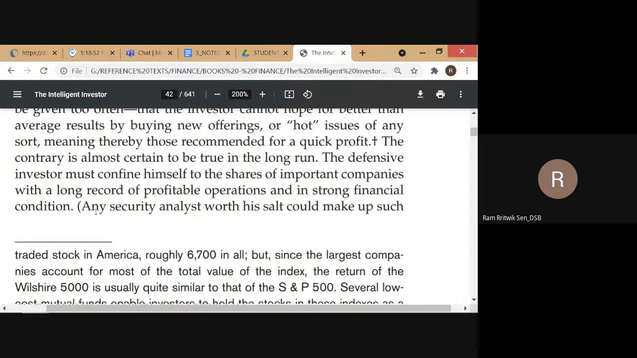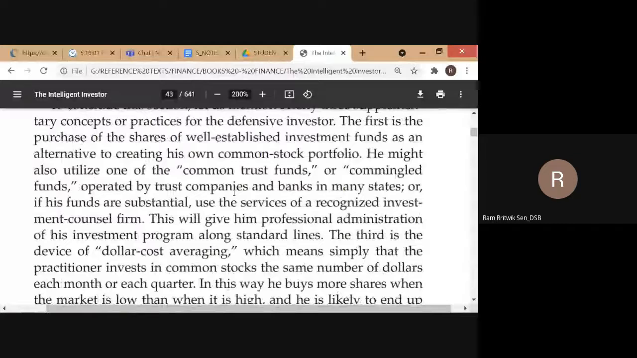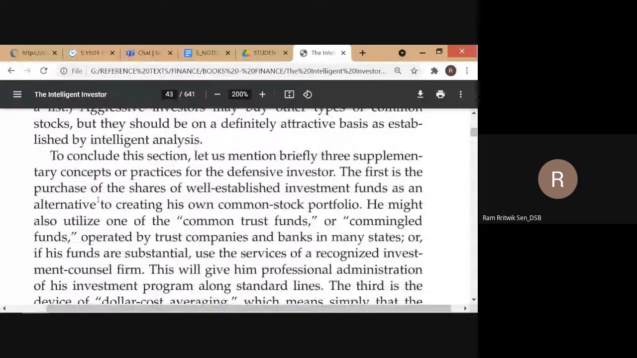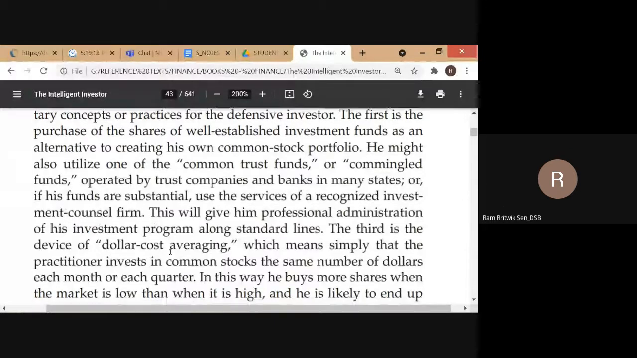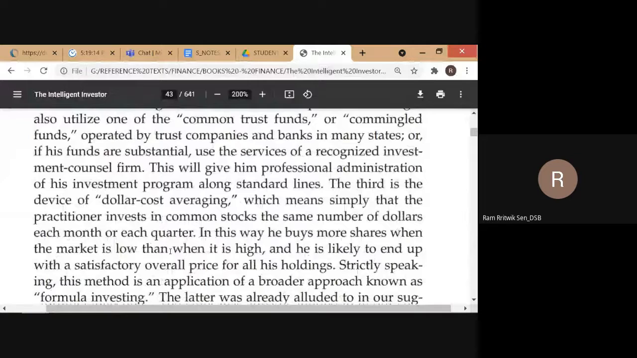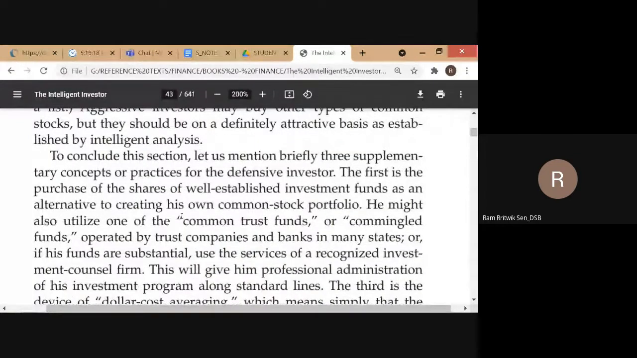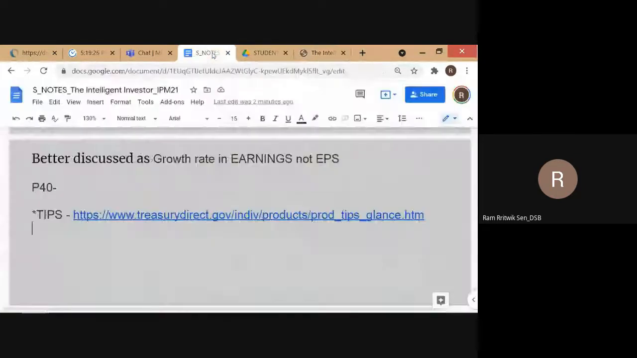Again, he's talking about blue chips. What is he mentioning here? So what he's saying is, the first thing he's talking about, we can talk about it on page 43. We can talk about some of the basic approaches.